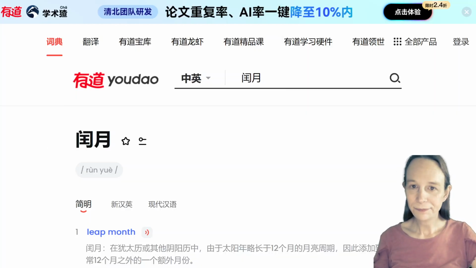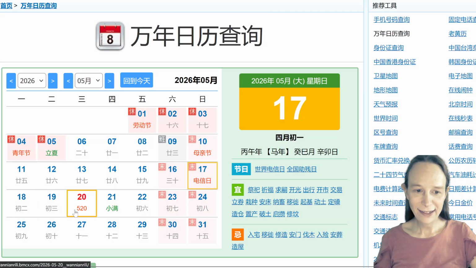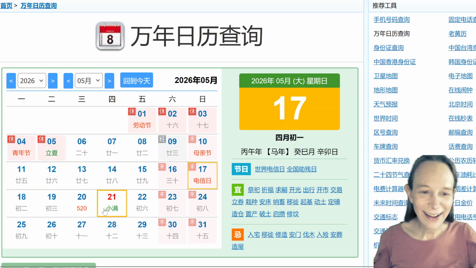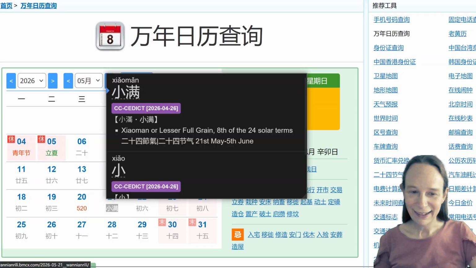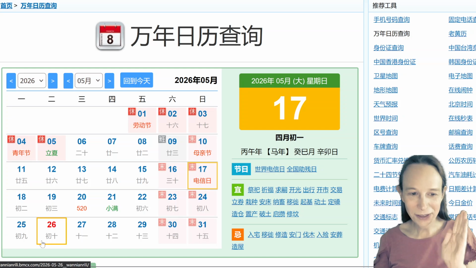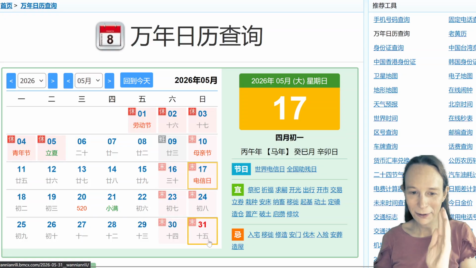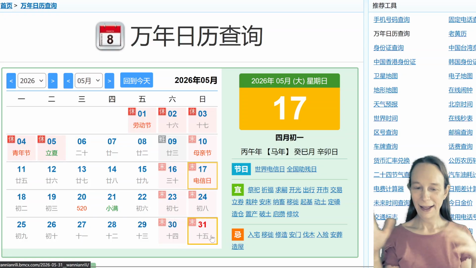All right. So we have Chuyi, the first day of the month. Chuer, Chusan. This is some holiday, is it? I don't know. Okay, Xiaoman. All right. Oh, there's all these terms. 初六, 初七, 初八, 初九, 初十, 11, 12, 13, 14, 15, and so on.